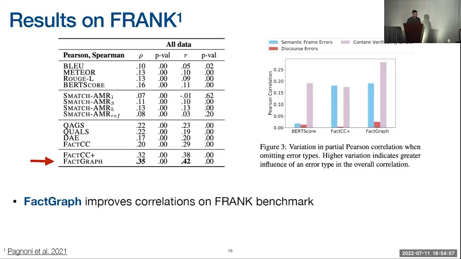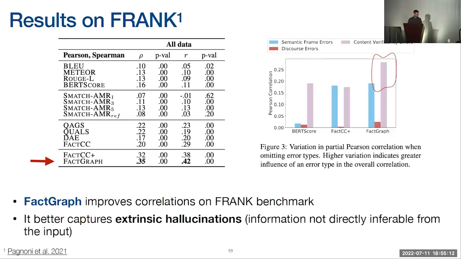We also evaluate our model on the FRANK benchmark, where we can compute correlations between the scores of our models and human scores. We see that FactGraph improves over previous metrics. And in a more detailed analysis, we see that it better captures extrinsic hallucinations, which are information not directly inferable from the input.